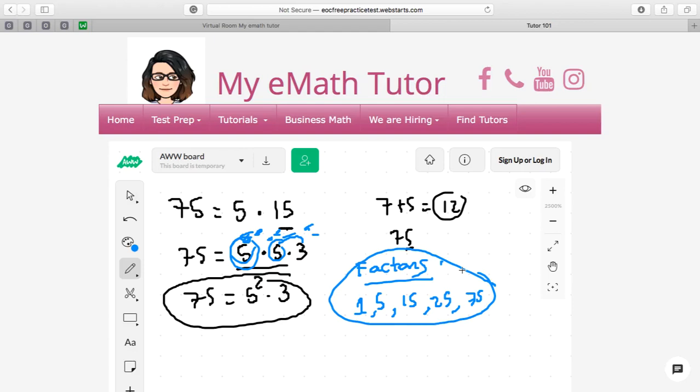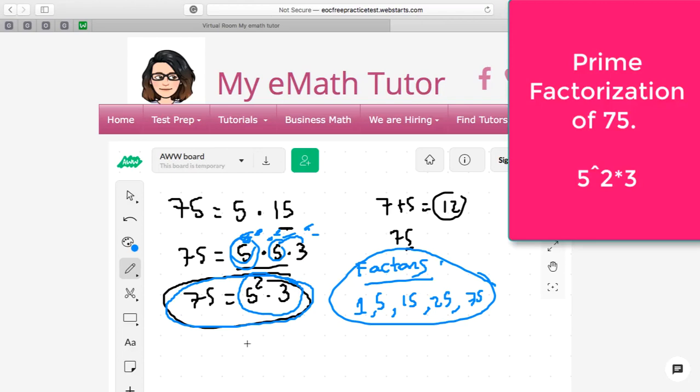Prime factorization is going to help you basically to figure out the factors of the number and also see the number in a different way. Notice that here, if I have 5 squared times 3, then it's easy for me to figure out that the prime factors of 75 are 5 and 3.